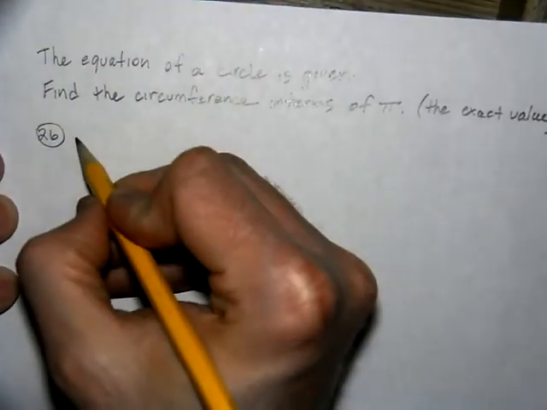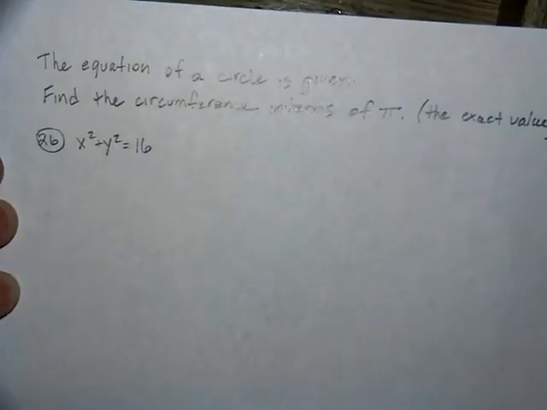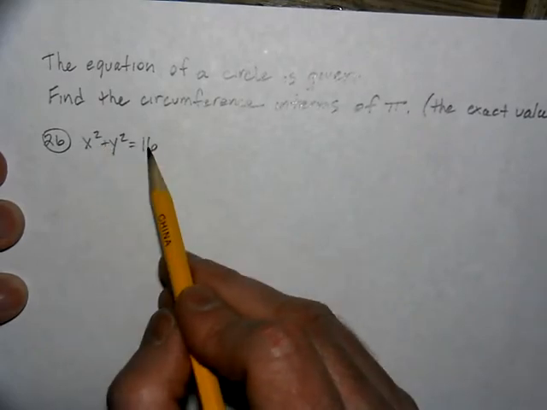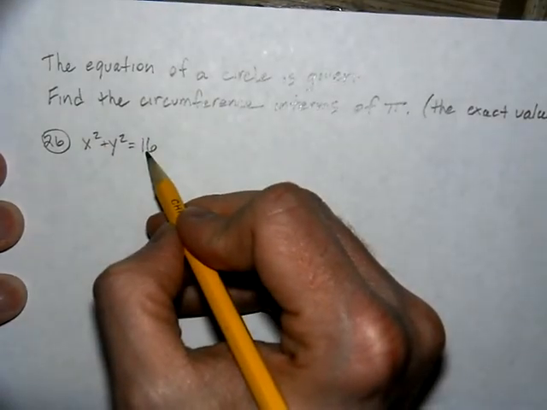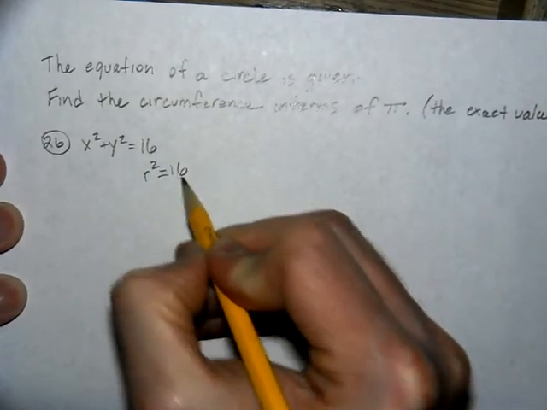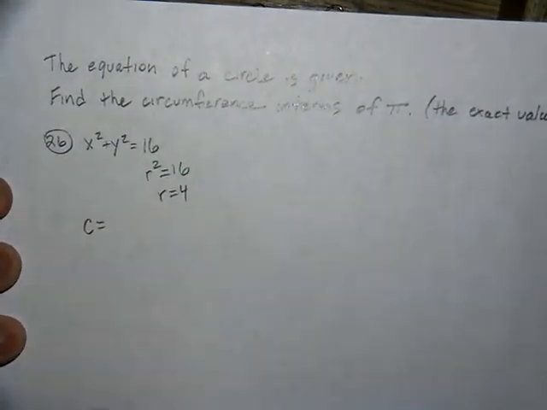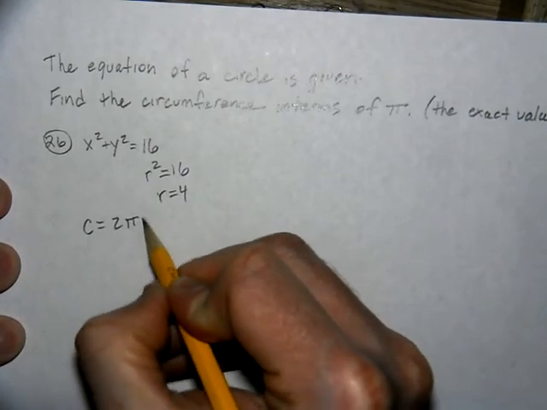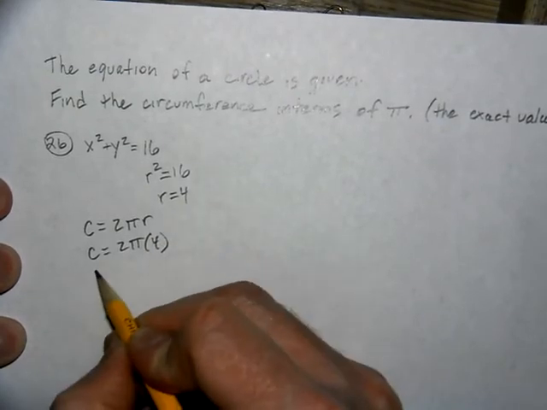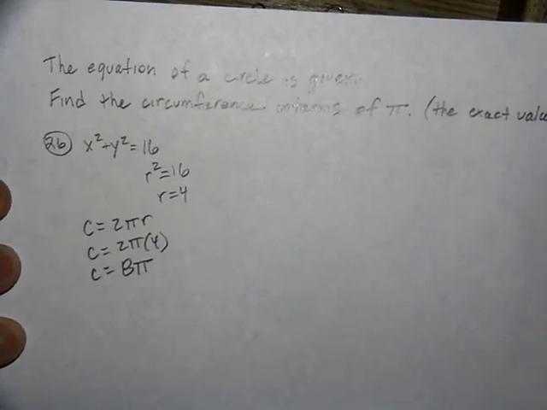For number 26, we have an equation of a circle. We know from our past that the center of the circle is at the origin and the radius squared. R squared equals 16. So R is going to equal 4. For us to find the circumference, which is 2 pi r, we know that the circumference is 2 pi times 4. So in terms of pi, we don't need a decimal, it is going to be 8 pi.